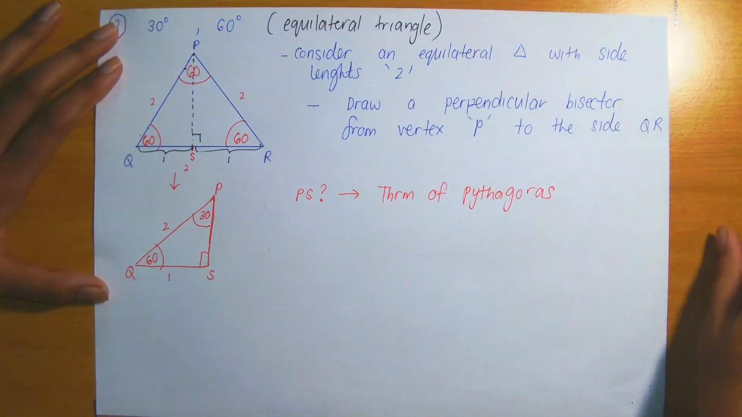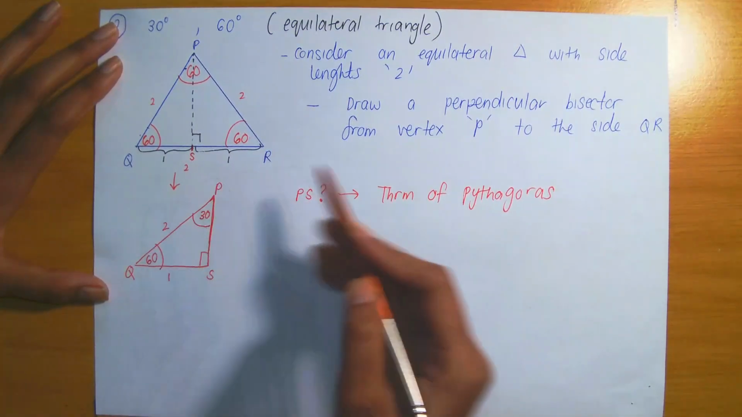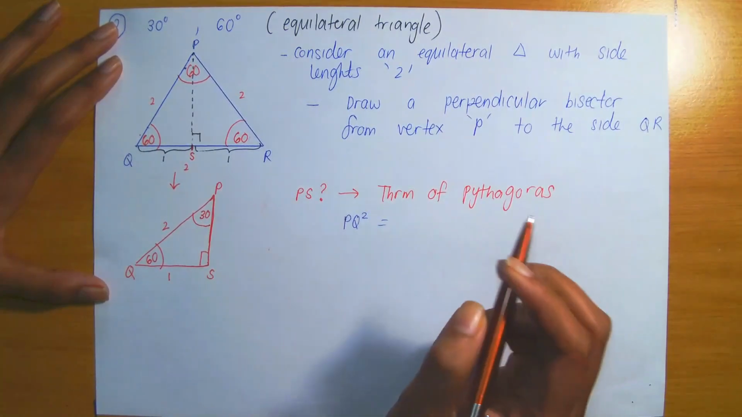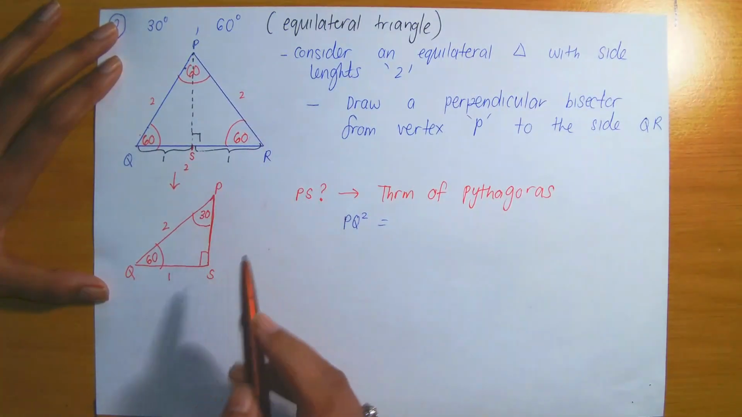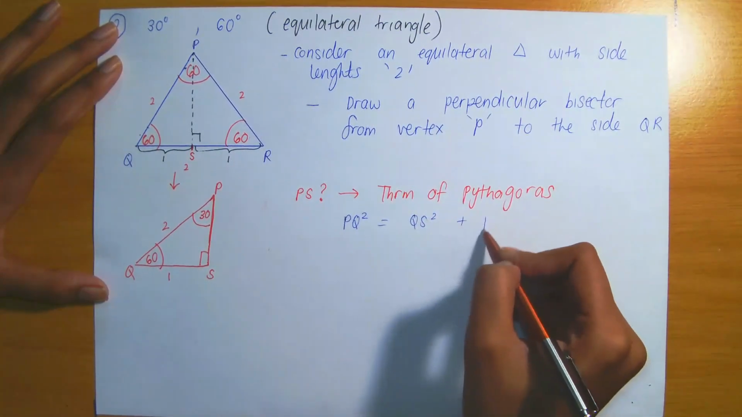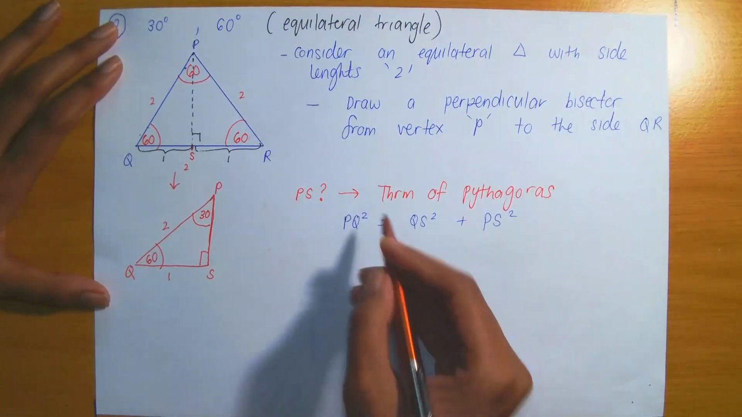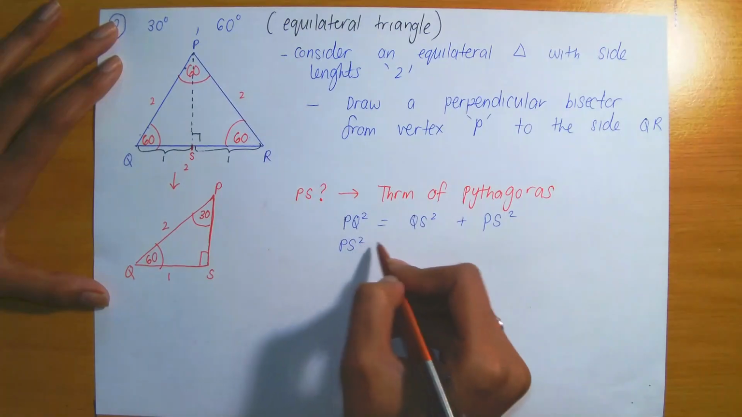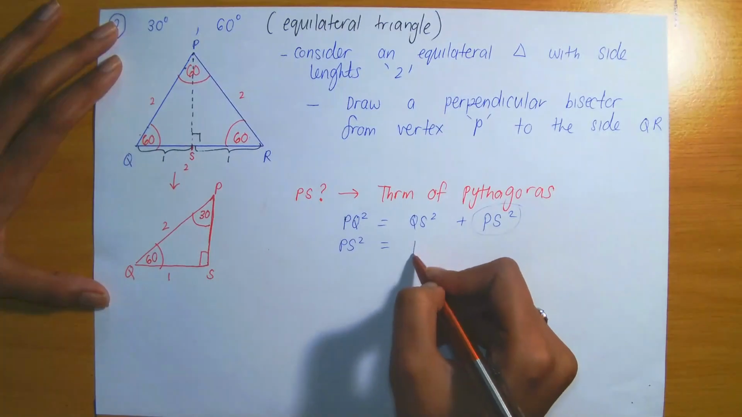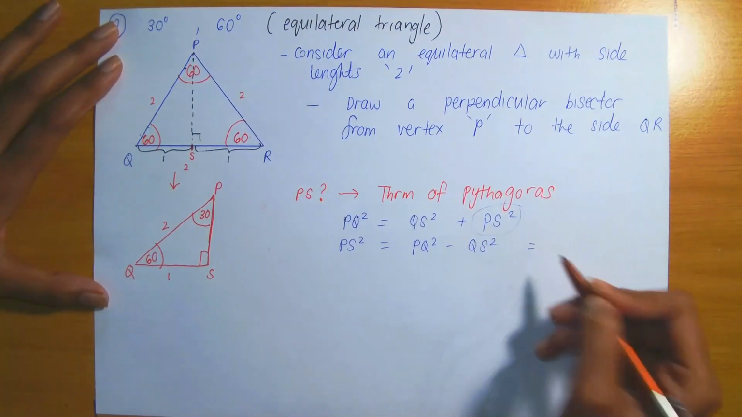Right, so what did the theorem of Pythagoras tell you? It told you that the square of the hypotenuse, which is PQ squared, is equal to the sum of the squares of the other two sides. So PQ squared is equal to QS squared plus PS squared. We want to solve for PS, so I'm going to rewrite it in terms of that. That means that PS squared is then equal to, remember that's what I'm solving for, PQ squared minus QS squared. And what do we have?